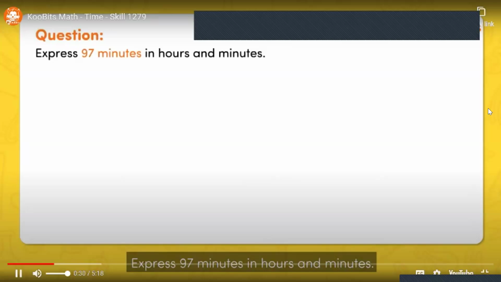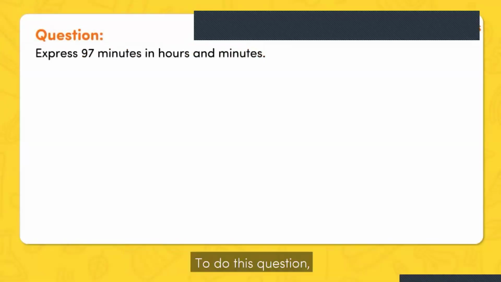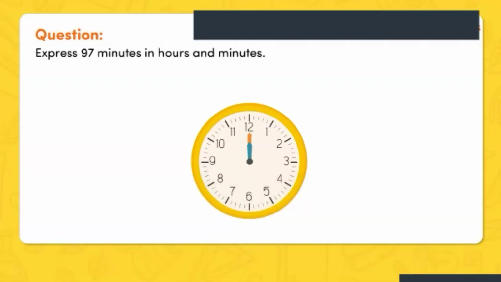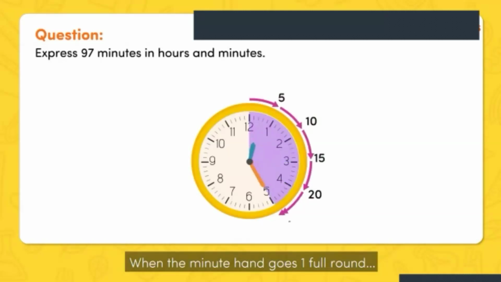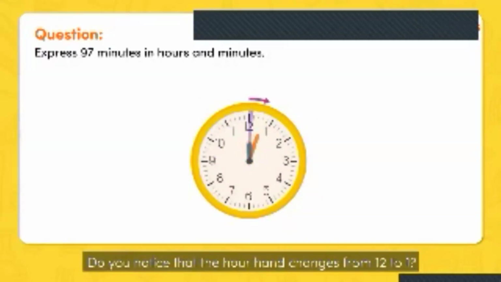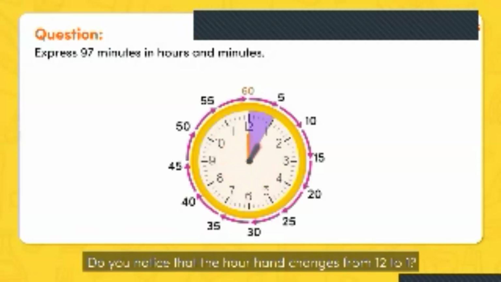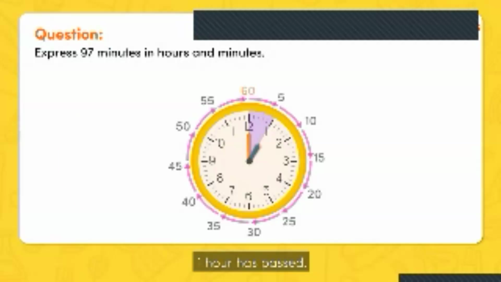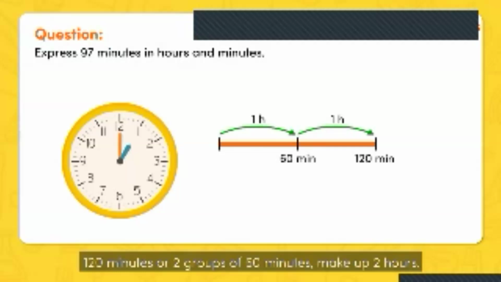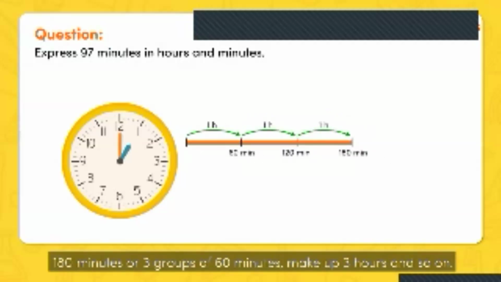Convert minutes to hours and minutes. Express 97 minutes in hours and minutes. To do this question, we need to recall that 60 minutes makes up an hour. When the minute hand goes one full round, it passes through 60 minutes. Do you notice that the hour hand changes from 12 to 1? 1 hour has passed. 60 minutes make up 1 hour. 120 minutes, or 2 groups of 60 minutes, make up 2 hours. 180 minutes, or 3 groups of 60 minutes, make up 3 hours, and so on.